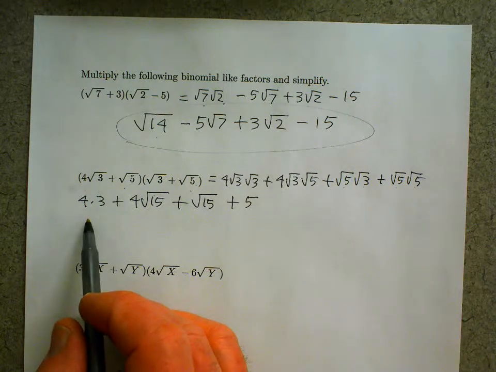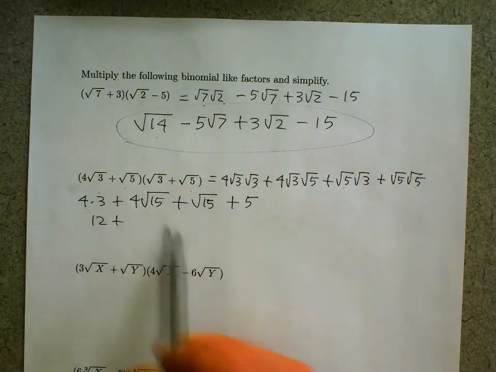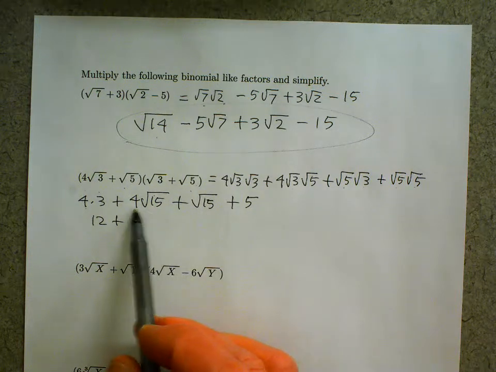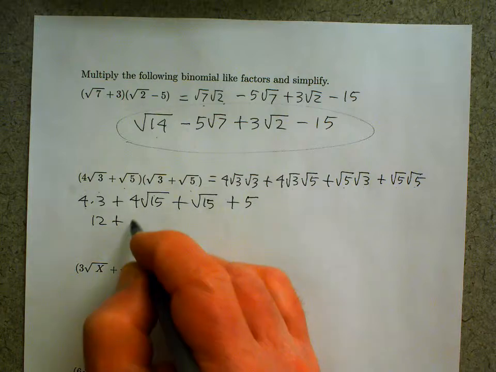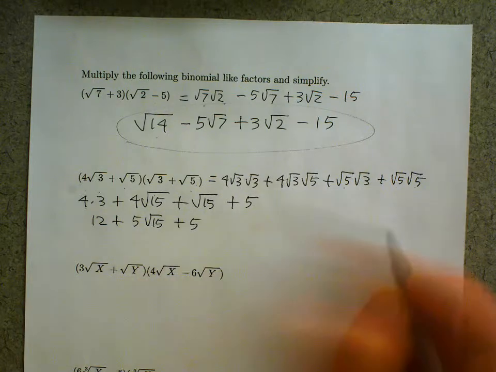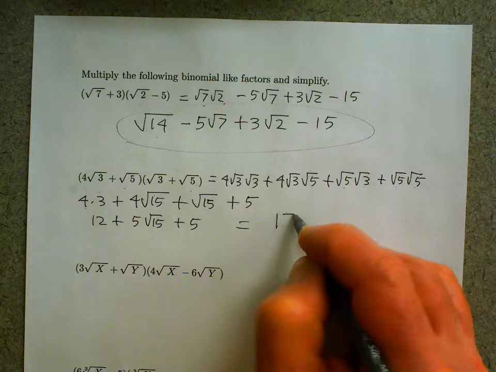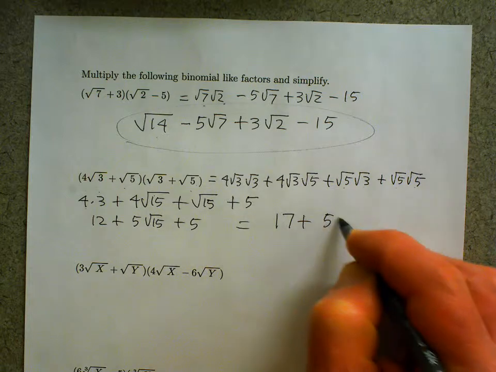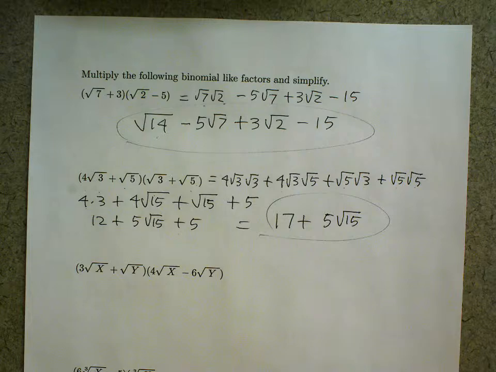So a couple more steps. 4 times 3 is 12. The two middle terms are like radicals. 4 times the square root of 15 plus the square root of 15 is plus 5 times the square root of 15. And then finally, we can combine the 12 plus 5, so we get 17 plus 5 times the square root of 15. And that is as far as we can simplify that.